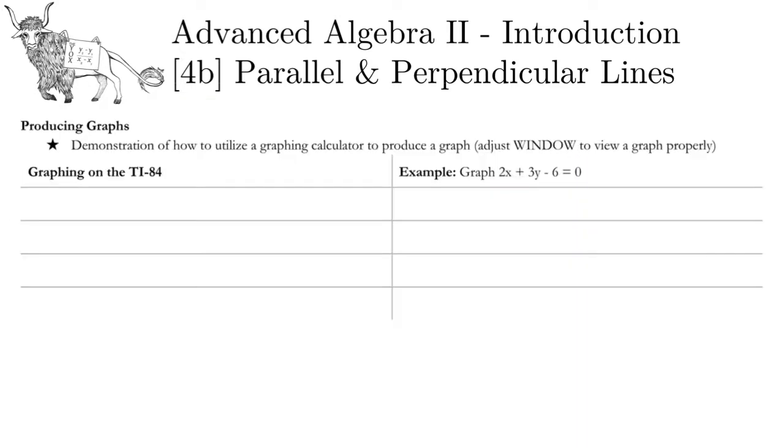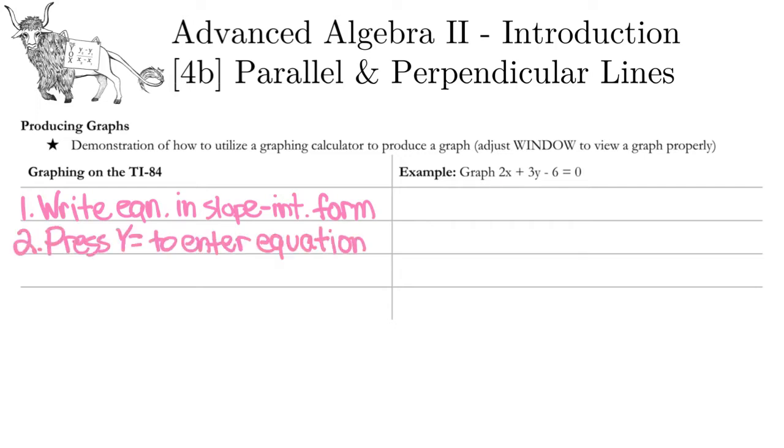Here's a short tutorial on producing graphs on the Ti84 graphing calculator. We'll go over the steps first and then apply it to the example on the right. So step 1, we want to write the equation in slope-intercept form. Notice in the example we have a general form, so we simply solve for y. Step 2, press y equals to enter the equation on the Ti84. If you have a fraction in your equation, you could use a fraction button, and I'll show you how to use that. Step 3, press zoom 6 for a standard viewing window.